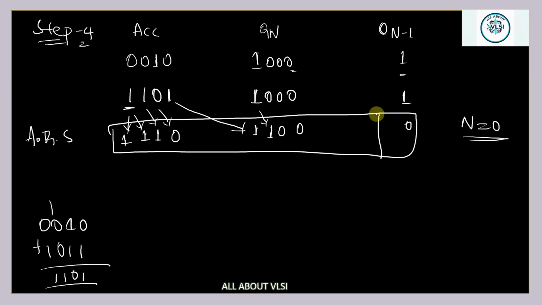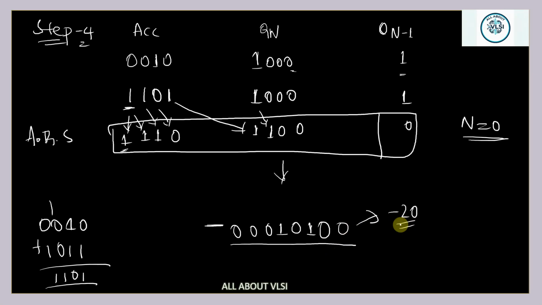So this is my final answer, which is present in 2's complement format. And if I perform 2's complement again, I'm going to get my answer, which is a negative number. Since my MSB is equal to 1, it's a negative number. And the result is nothing but 0, 0, 1, 0, 1, 0, 0, 0. So this is my actual result, right? So what is this value? It is minus 20. Okay. So that is what we have got. So this is how we perform Booth multiplication.